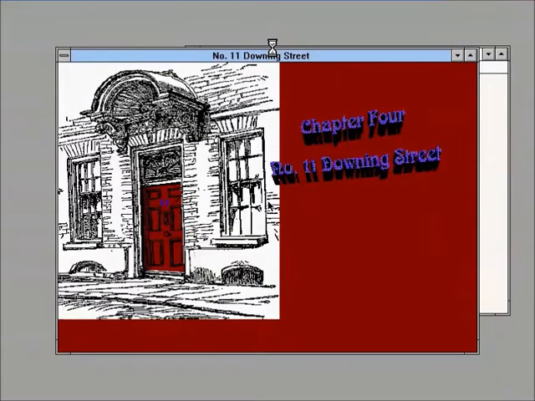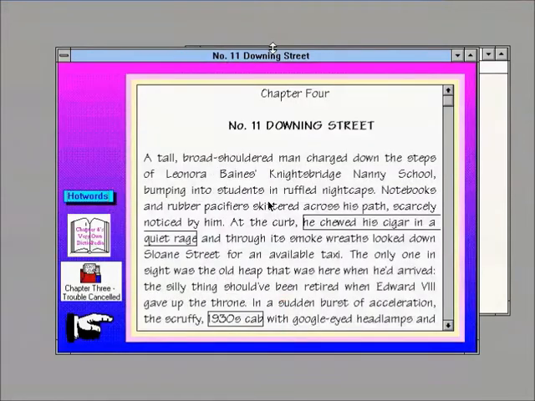I've done some research on what number 11 Downing Street looks like, or what it is, and it's some government thing. Okay, so it's getting dark, so I think this is a good place to stop. Okay, so let's stop.